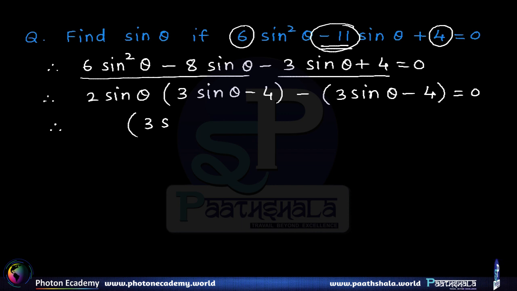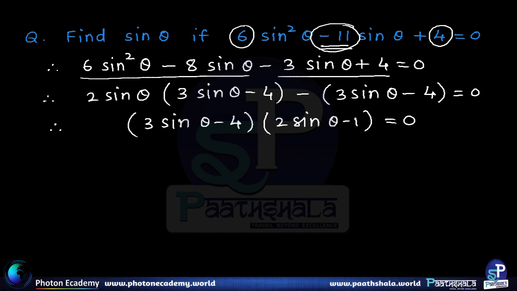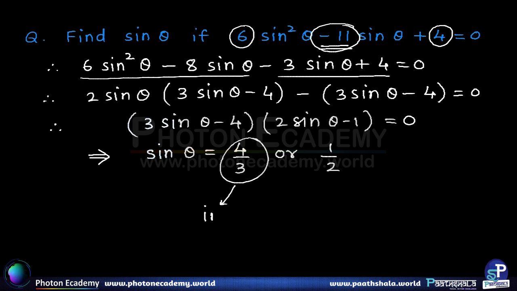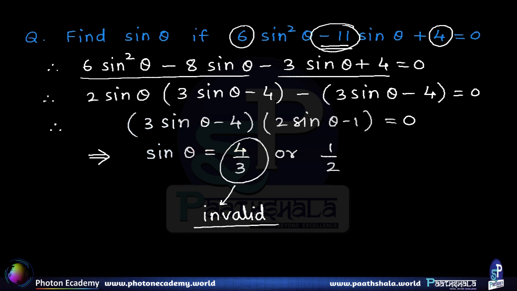That gives us 3 sin theta minus 4 into 2 sin theta minus 1 equal to 0. And equating each factor to 0 and solving, we get sin theta is equal to either 4 by 3 or 1 by 2. But we know that 4 by 3 cannot be the valid value of sine, because sine can never be more than 1 or less than minus 1. So therefore clearly 4 by 3 is an invalid value, and 1 by 2 is of course the valid possible value of sine of some angle. So therefore the answer is 1 by 2.